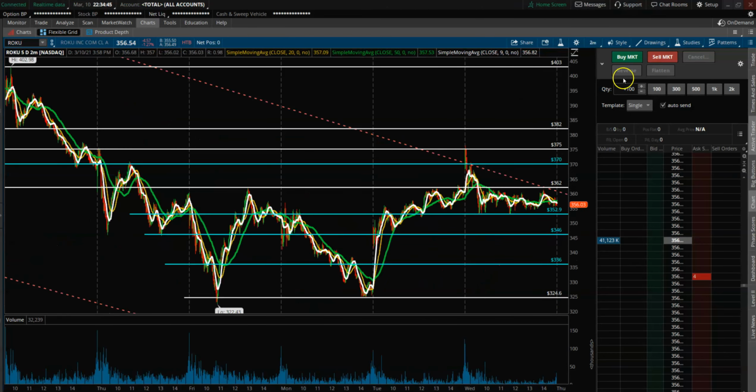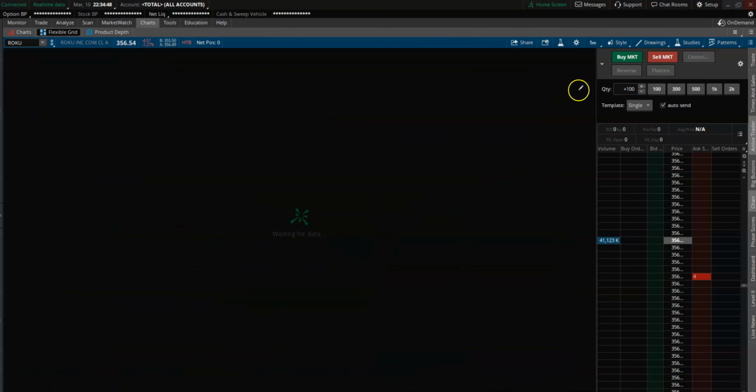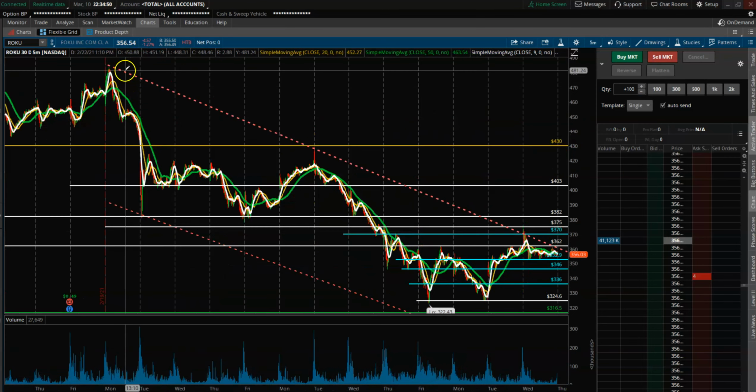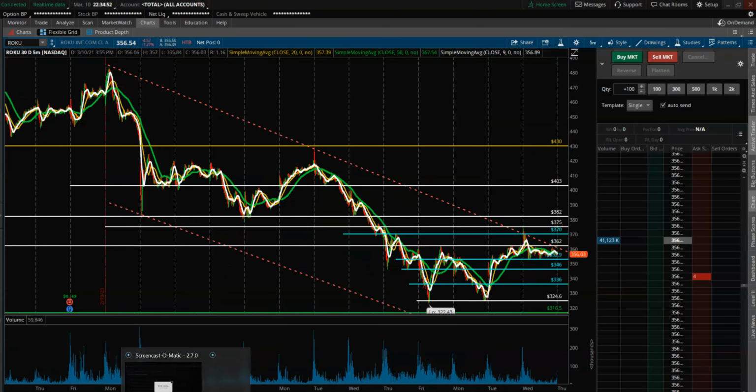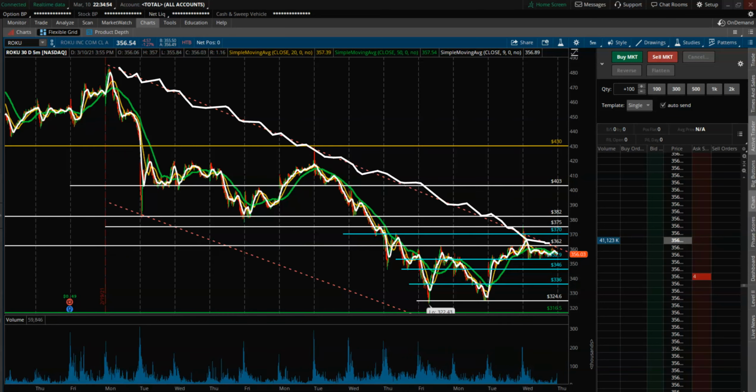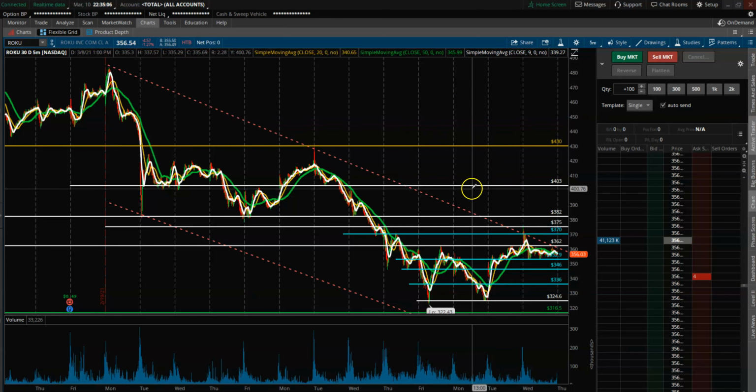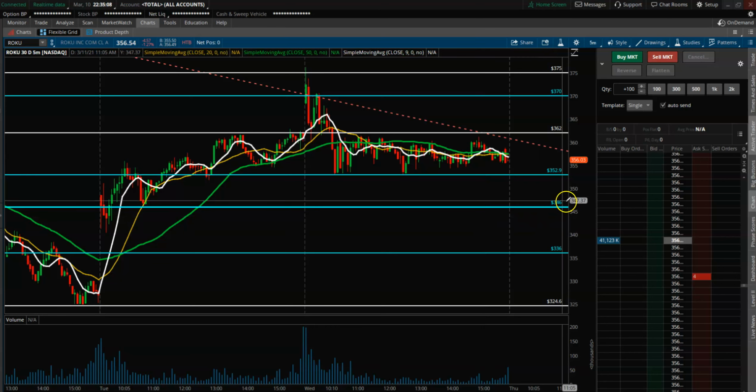Like if I zoom out, you can see here's the trend line, right? How can I do that? There you go. That's my tool. So here's the trend line, right? We got rejected right from the trend line, from that 375 level. Let me zoom in, right?